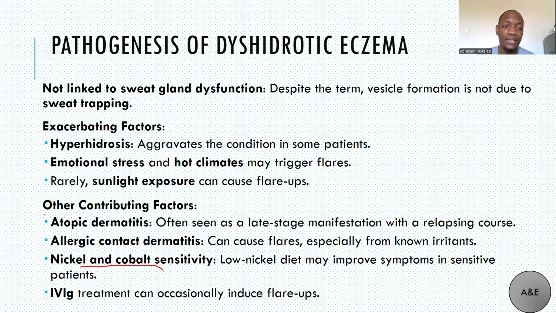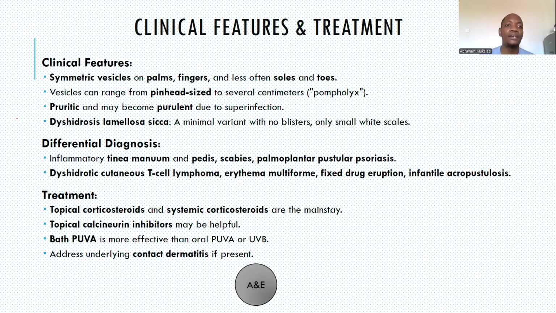So in some of the cases, IV immunoglobulins can also be used to treat other things, but then clear up the cases of dyshidrotic eczema. As we've mentioned earlier in the clinical features, we shall see symmetrical vesicles on palms and fingers, less often on the soles and toes, with vesicles ranging from pinhead size to several centimeters in diameter, which we call pompholyx, and those are just the large bulla.